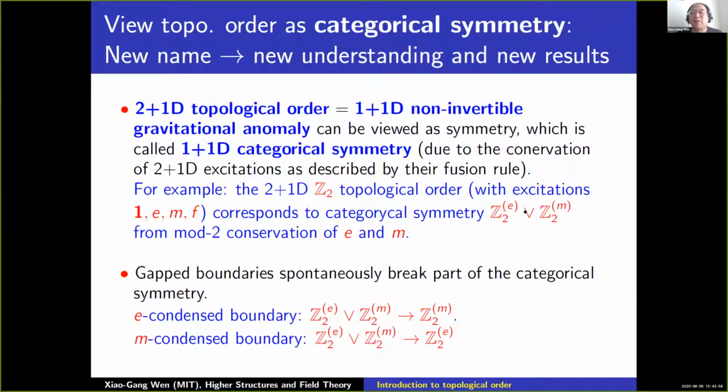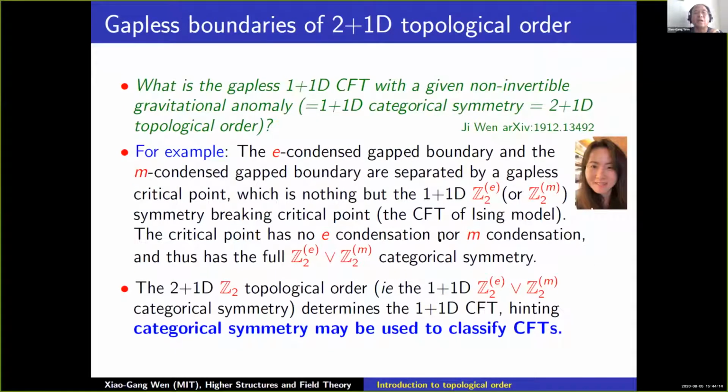In particular, because of this non-trivial mutual statistics, we cannot break both symmetries together at the same time. We cannot break all of them together. We can only break one of them. Okay, so using this picture, we can say that's for gapped states.